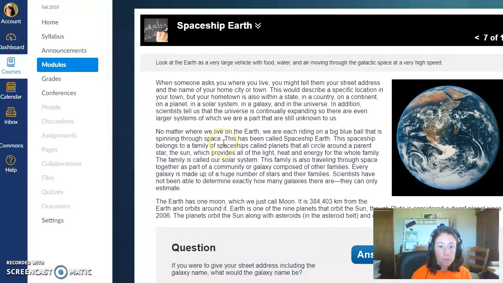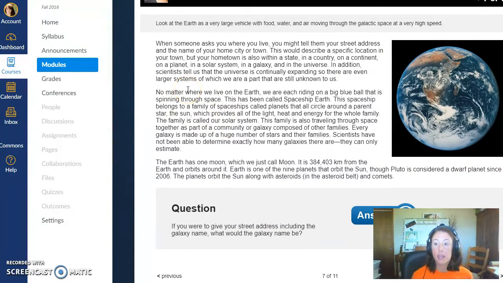Pressing on. All right, spaceship Earth. So what they're talking about here basically is that the Earth is a vessel. It is a spaceship. We all live on Earth. It inhabits everything that we need to live and thrive and survive, okay? So we have oxygen, we have water, we have food. It has everything that we need.